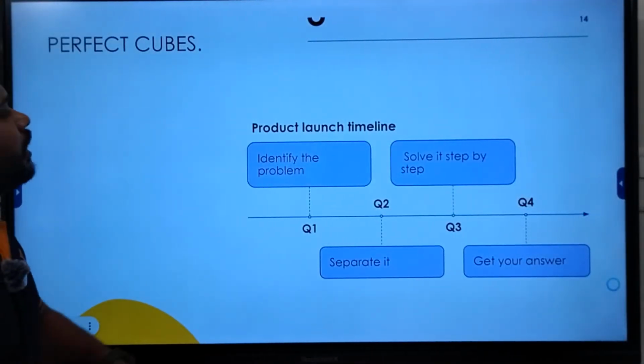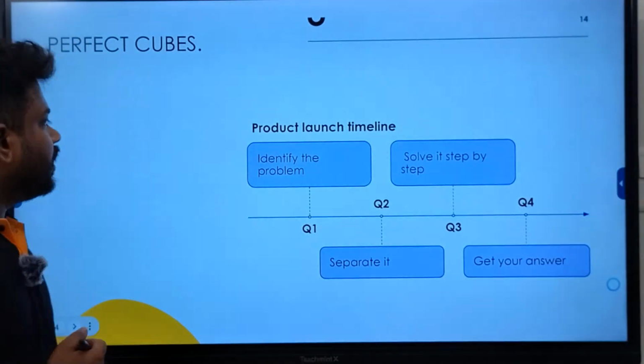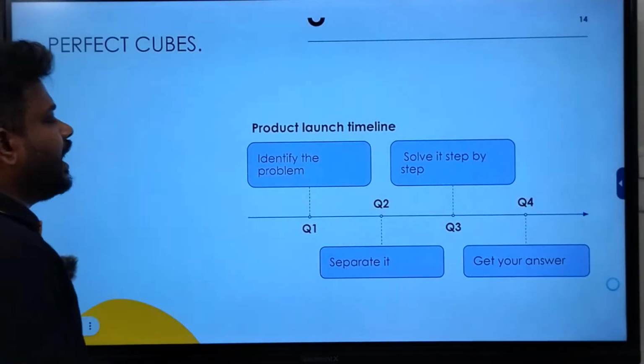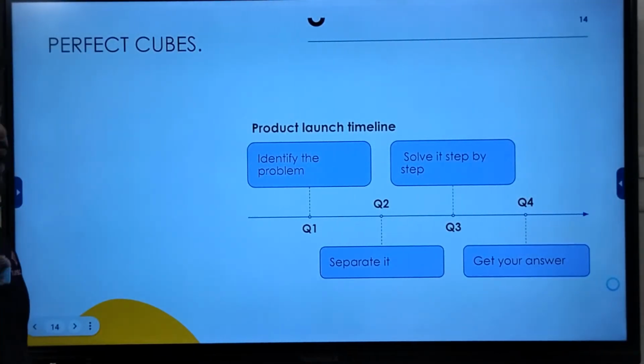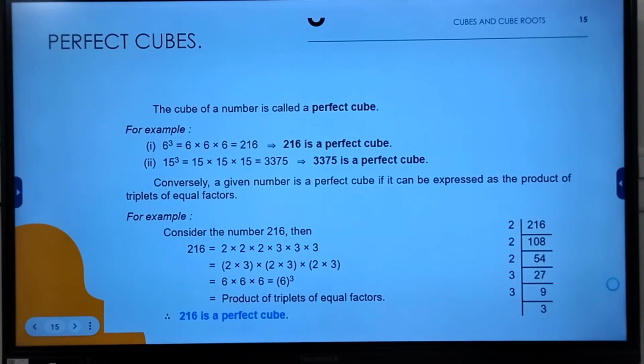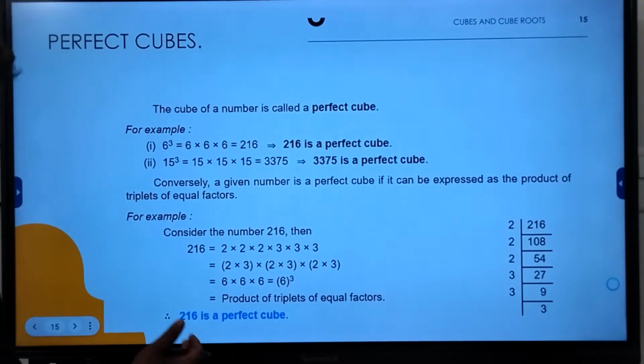Okay, product launch timeline. Product means multiplication. Identify the problem, solve it step by step, separate it and get your answer. Okay, so they are talking about the perfect cubes. Let's see. The cube of a number is called a perfect cube, obviously we have already learned about it.